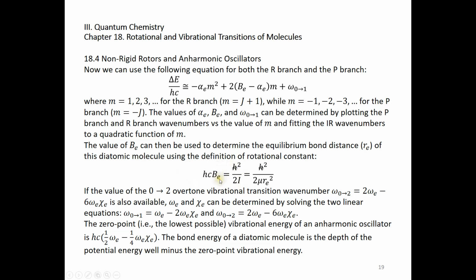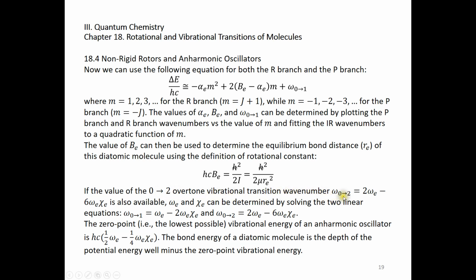And this B sub E, usually it's several wave numbers. For HCl, I think it's about 10 wave numbers. For other diatomic molecules, B sub E can be smaller than 10 wave numbers or larger than 10 wave numbers. But anyway, once you have the value of B sub E, you can compute this R sub E given the reduced mass.